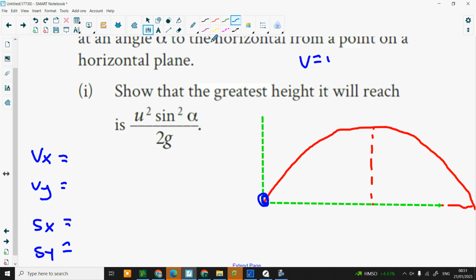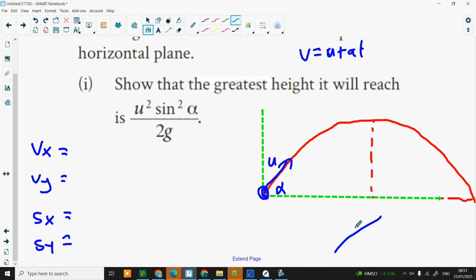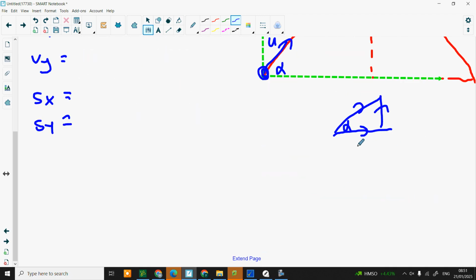Now, what I'm going to do is, you know that it's fired off at an angle what? Angle alpha, yeah? And speed u. Angle alpha, speed u. Is that okay? Now, here's what you're going to do next. You're going to break that up into its components. The adjacent side, so this is alpha. The adjacent side is always cos. So it's u cos alpha. The opposite side is always sine, u sine alpha.